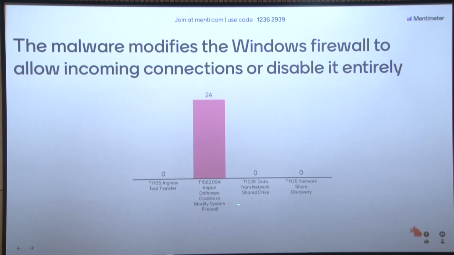Along with this, we have different options which I will explain, just to give you an idea. The other TTP was ingress tool transfer. In ingress tool transfer, attackers download subsequent malware from their C2 server through a C2 channel. In data from network shared drive, technique T1039, attackers collect data from all shared drives in the victim infrastructure. Then in T1135, network share discovery, attackers or malware discover what all shared network drives, network files or folders the victim has. Okay? Are you understanding?